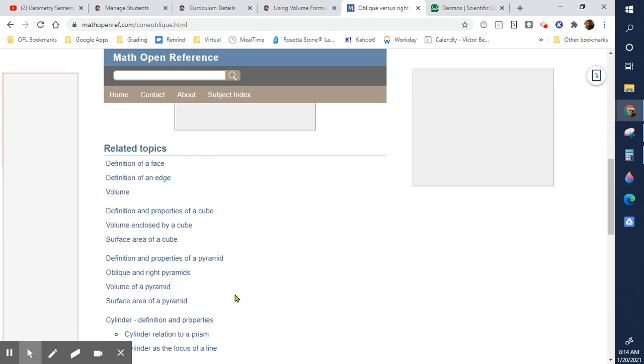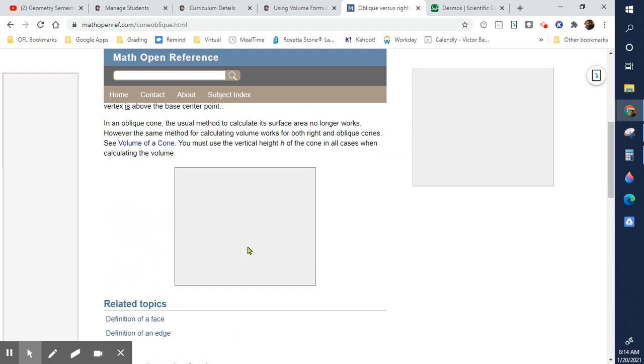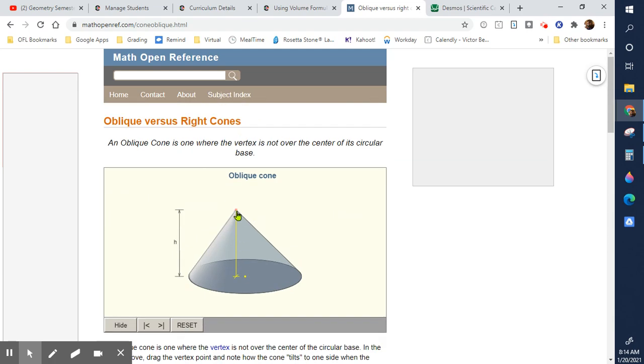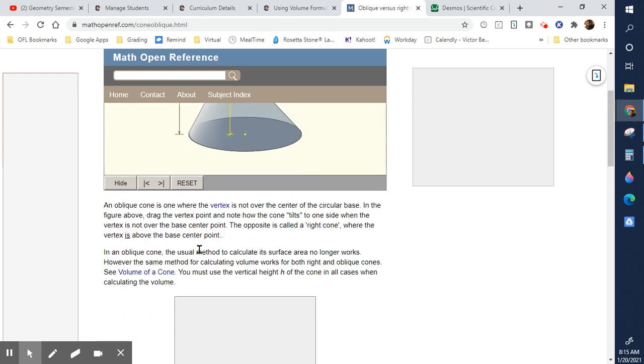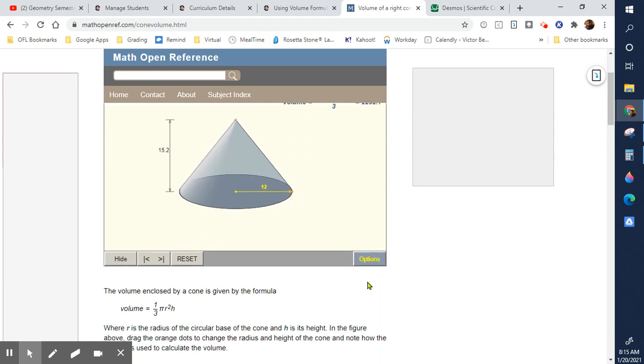In fact, this one doesn't. I'm not really quite sure how we're supposed to figure that out using this. Yeah, this is weird. Okay, because this doesn't calculate our volume. So, volume of a cone. It only lets us change the height when we're doing that.